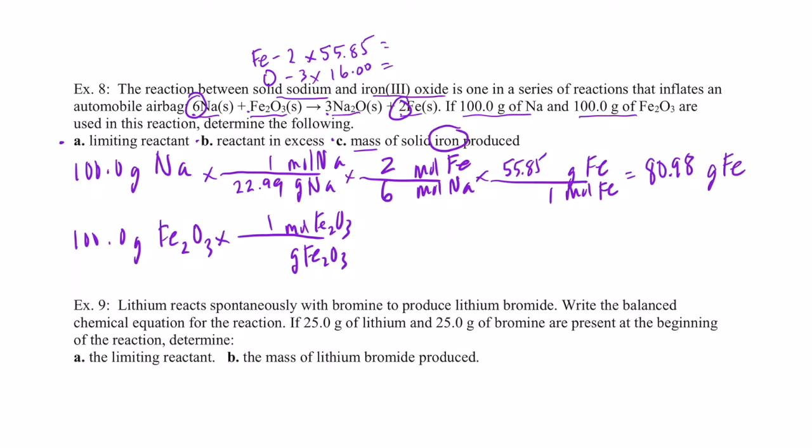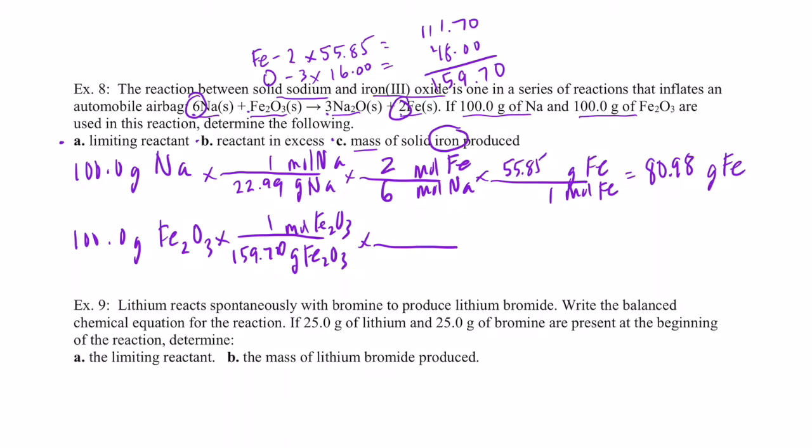So 55.85 times 2 gives me 111.70 grams for my iron, and 3 times 16.00 is 48.00 grams for my oxygen. So let's see what the mass of iron 3 oxide is. We get, looks like it's 159, if I did my math right, 159.70 grams per mole. Alrighty?